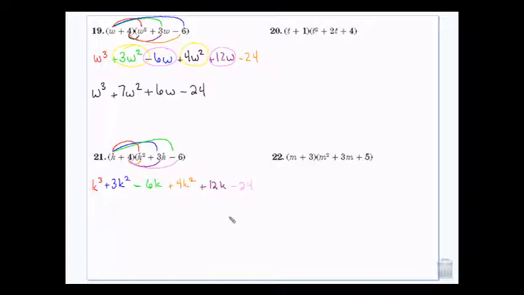This is the same thing as the one above it, but with k's instead of w's. That's dumb. Did you write it? No. But look, see, it's the exact same problem, but with k's instead of w's. That's weird. Okay, well, we have our k to the third, which was lonely. 3k squared and 4k squared gives me 7k squared. Negative 6k and positive 12k give me 6k. And then I have minus 24. So silly. Sorry about that. I did not even notice that until I was doing it.